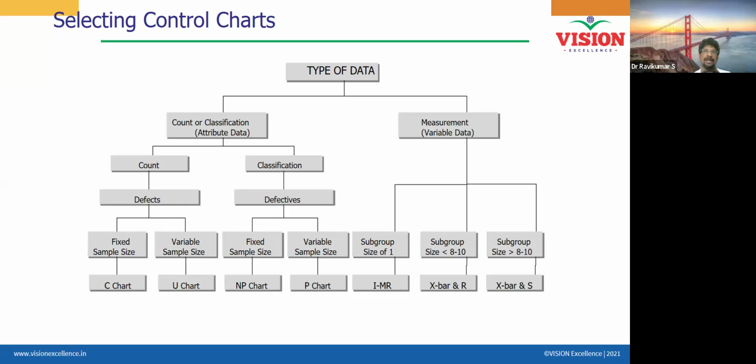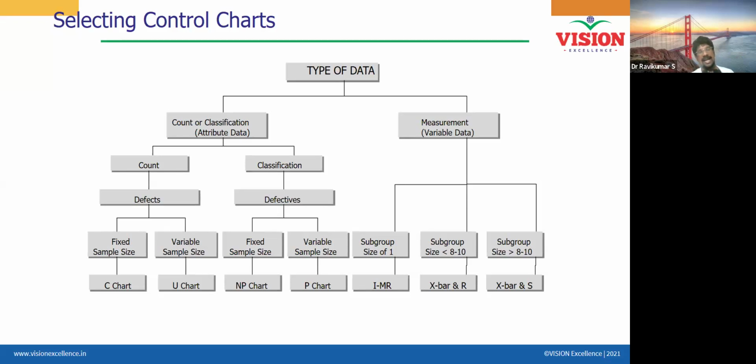Suppose you are in a diagnostic laboratory, and they are taking tests for 100 patients every day. All of a sudden, the doctor visits and checks 10 reports. So you have to use an X bar S chart. Every day, 100 or 200 transactions are happening in the bank. The manager surprisingly audits some 25 transactions, whether correct or wrong. Then you have to go for the X bar S chart, that is average and standard deviation.